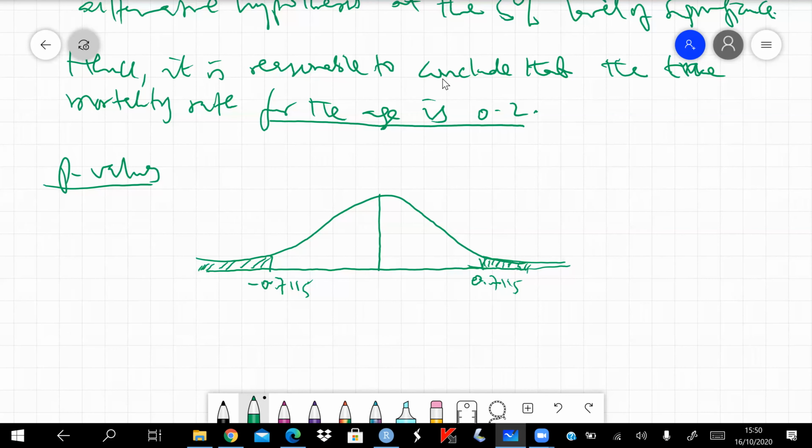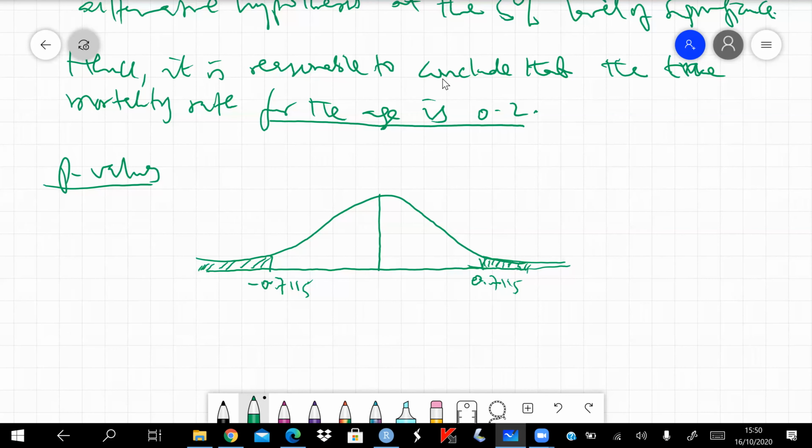So the R code will be, you have to multiply by 2, then you have pnorm, and you have minus 0.7115. Alternatively, if you want to use the positive side, you can say 1 minus pnorm of 0.7115, but now you have to take this value and multiply it by 2. So these two will give you the same answer. I think the first one is simpler, so you can use the first one.